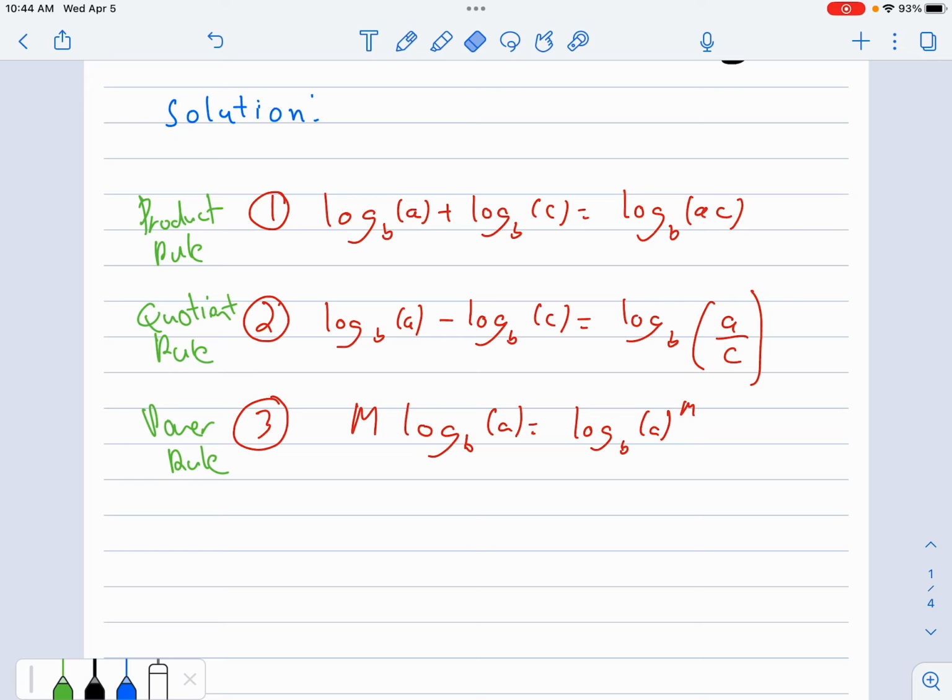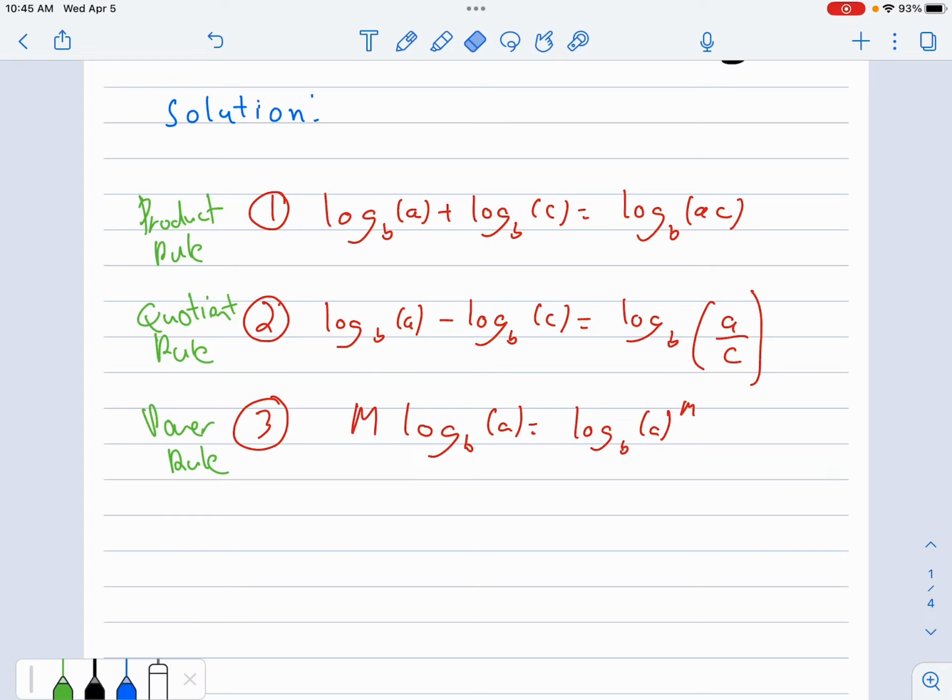And finally, the third rule, the power rule, says that if you have a number, it could be a variable as well, in front of your log, that number can be put up as an exponent as such. So the m goes up as an exponent. Please note with rules 1 and 2 that you have to have the same base. If you do not have the same base, then those rules don't apply.